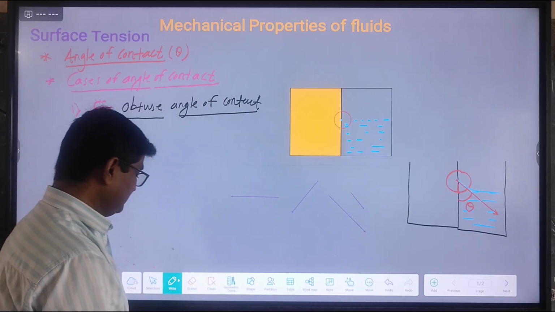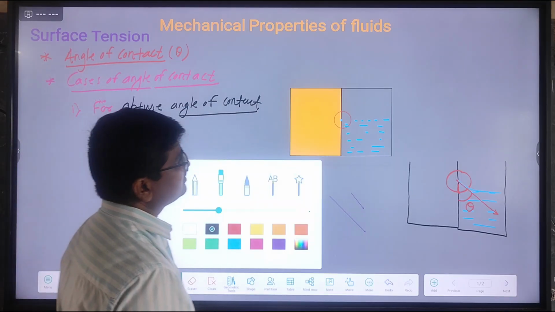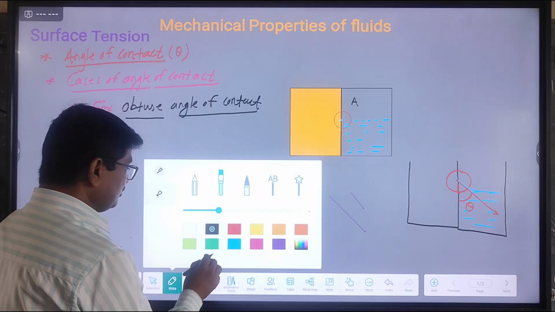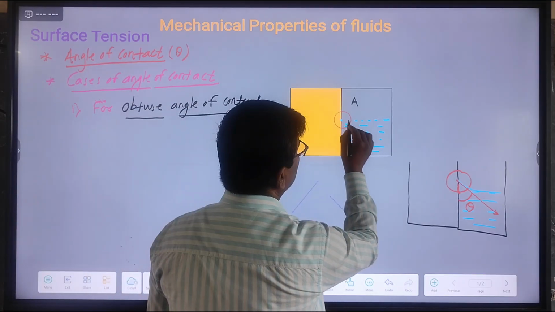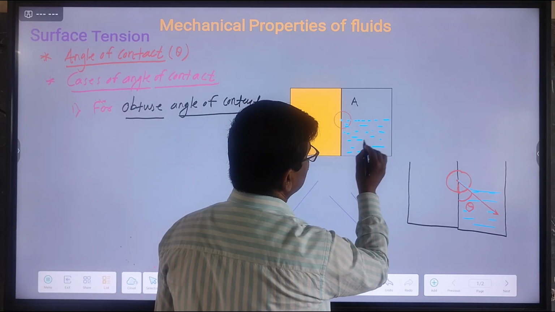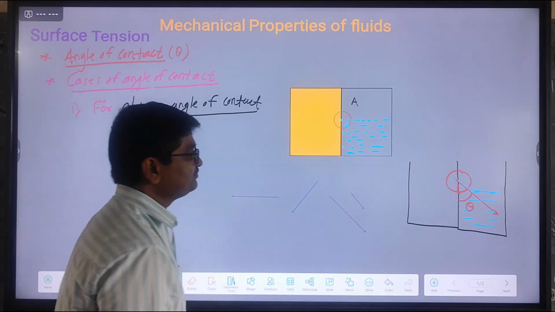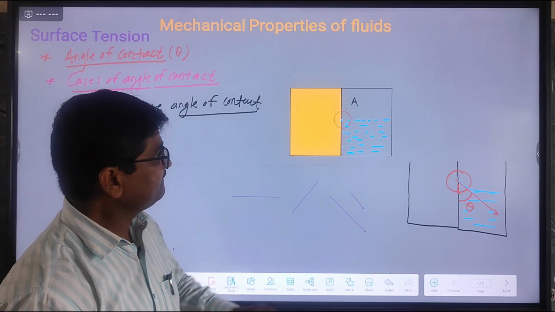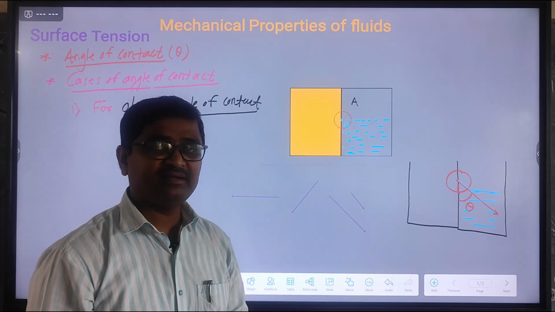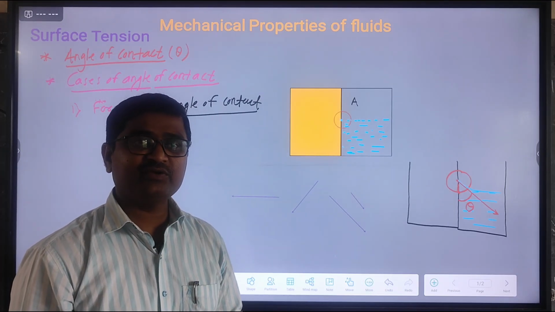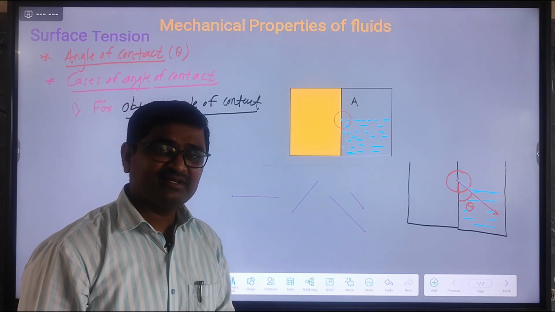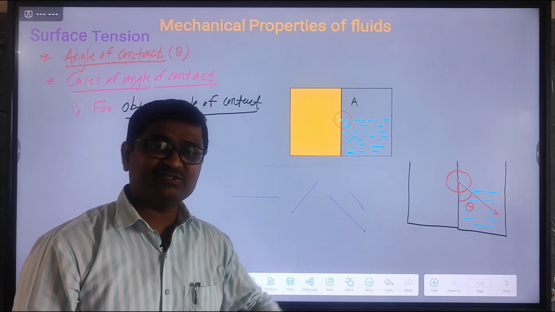This is the point of contact where solid and liquid are contacting together. So this is molecule A, and it shows that the solid and liquid both are contacting together. Now at this condition, imagine that the solid is in contact with liquid, but the liquid is mercury. We know that mercury does not wet the solid. It means mercury does not contact with solid.